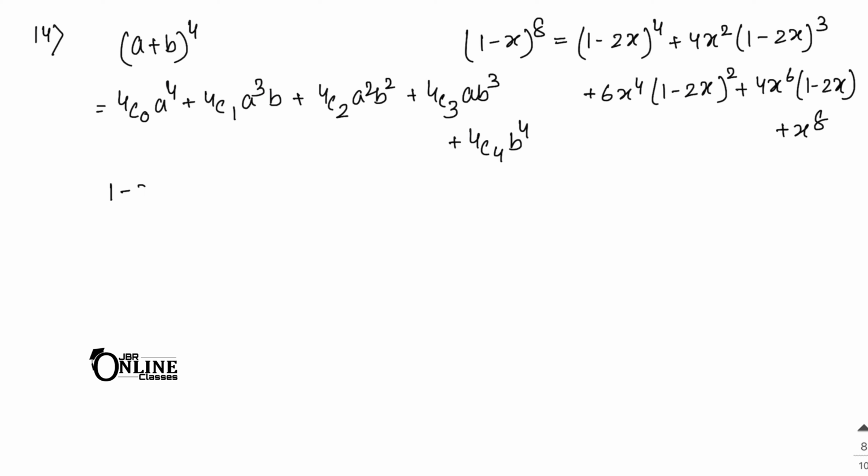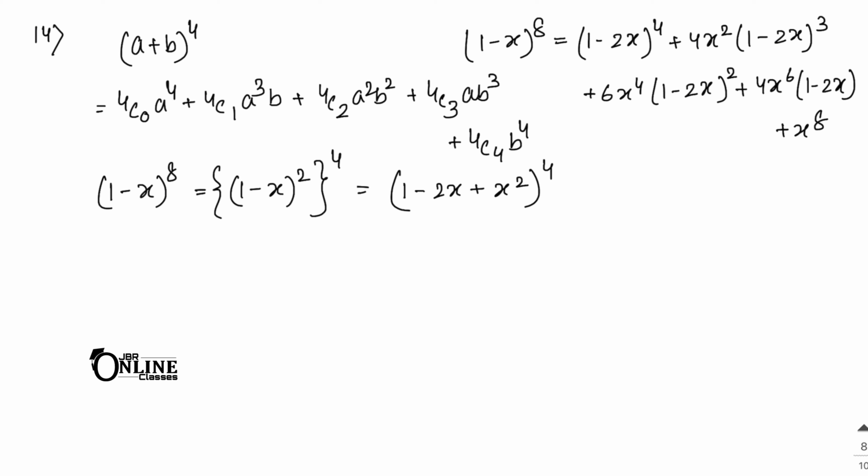Now, as you have 1 minus x whole to the power 8, you can write this in this way: 1 minus x whole square and then again whole to the power 4. It becomes 1 minus x whole to the power 8. So 1 minus x whole square means 1 minus 2x plus x square, then whole to the power 4. Okay, you can also write this as 1 minus 2x as the first term and then x square as the second term whole to the power 4. That means you can consider a as 1 minus 2x and b as x square.